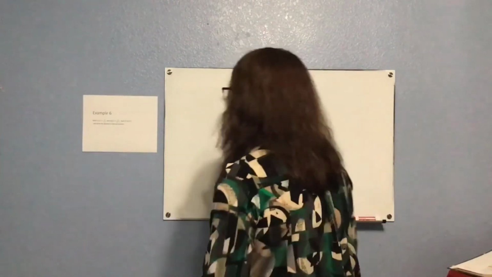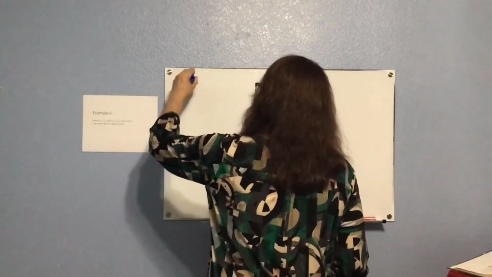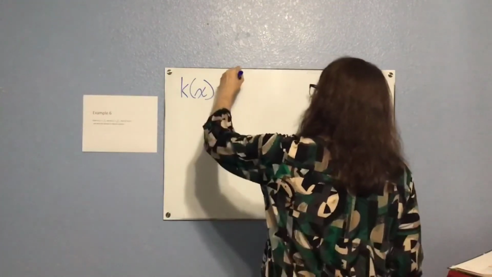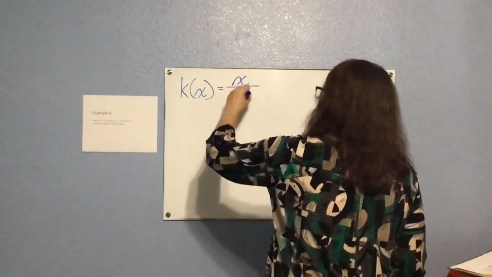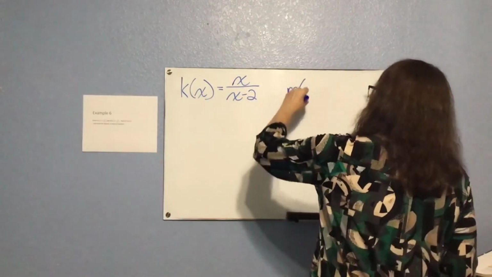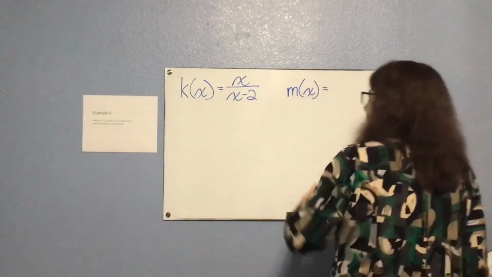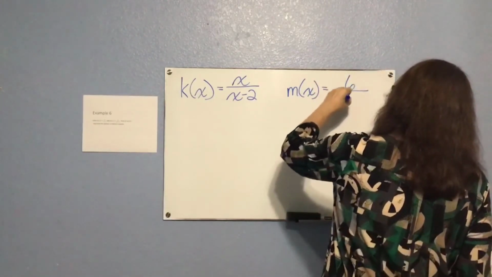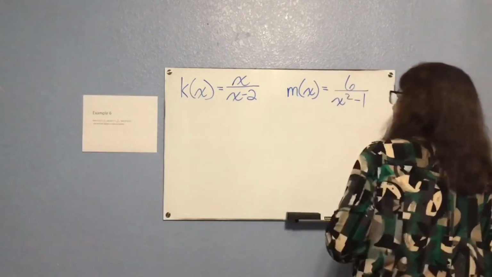We're going to work one more composition of functions, this time using two functions that are both fractions, and find the domain. So this time I have k of x is equal to x over x minus 2, and m of x is equal to 6 over x squared minus 1.